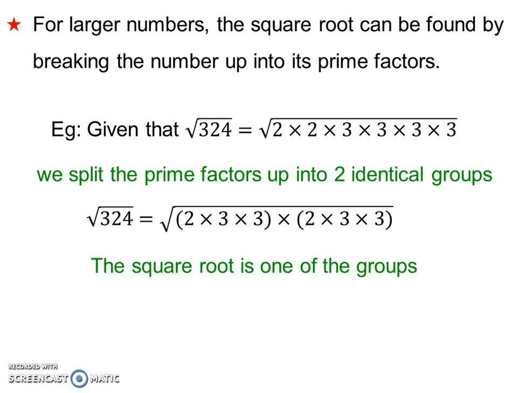The square root is one of these groups. So we just work it out by going, okay, one of the groups is 2 by 3 by 3. 2 times 3 is 6. 6 times 3 is 18. So the square root of 324 is 18.